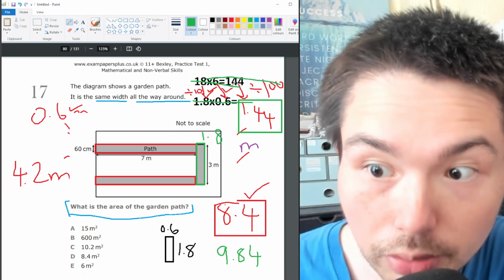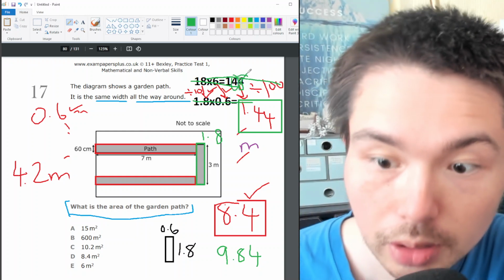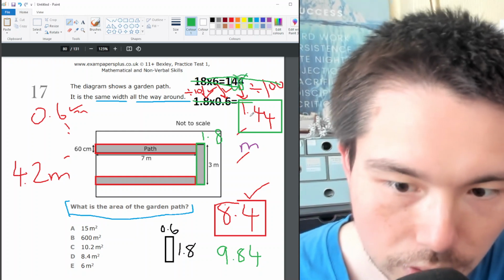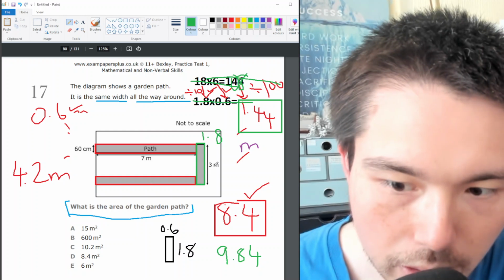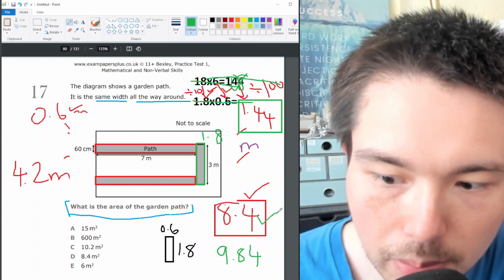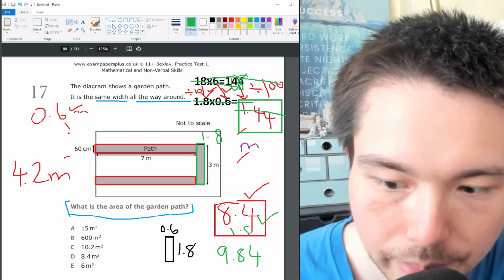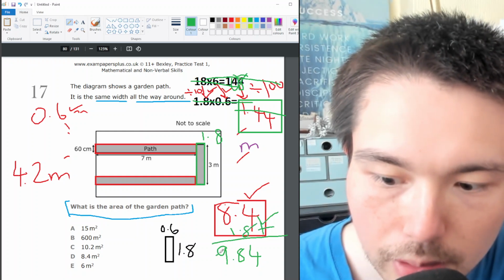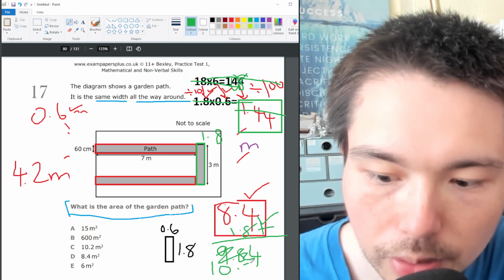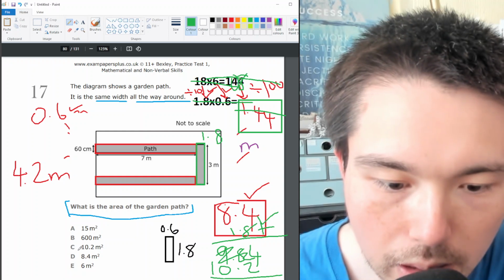Even though that was actually wrong, that's 108. So overall, let's fix it. It's red plus green. Done. It is 8.4 plus 1.8. Which is 10.2. Good. C is the answer.